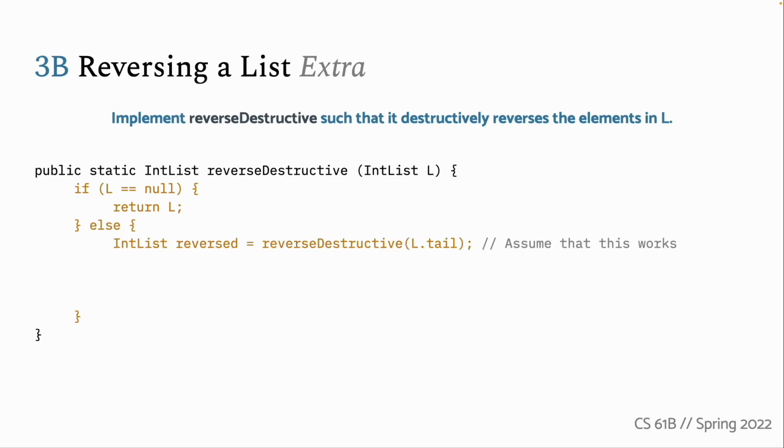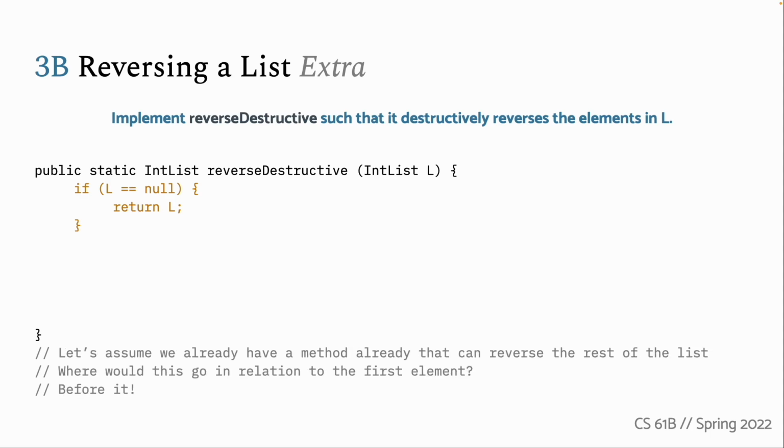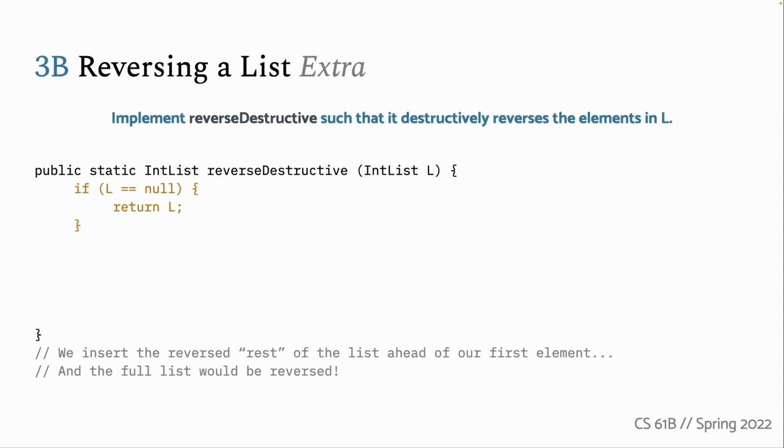So if that was confusing, let's go over it one more time. So let's assume we know how to reverse the rest of our list. Let's say we have our list, we have our first item, and then we have the rest of the list. We know how to reverse the rest of the list somehow magically. Where would this rest of the list go in relation to our first element? Our first element will have to be the last element now, so this reversed list should go right before it. So all we have to do is insert that reversed rest of the list ahead of our first element, and then the full list will be reversed.